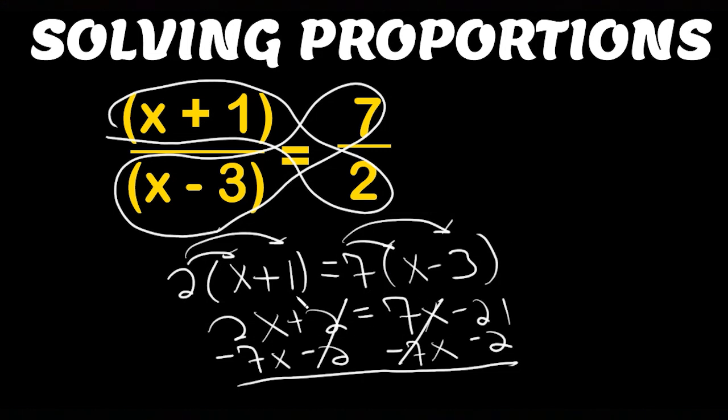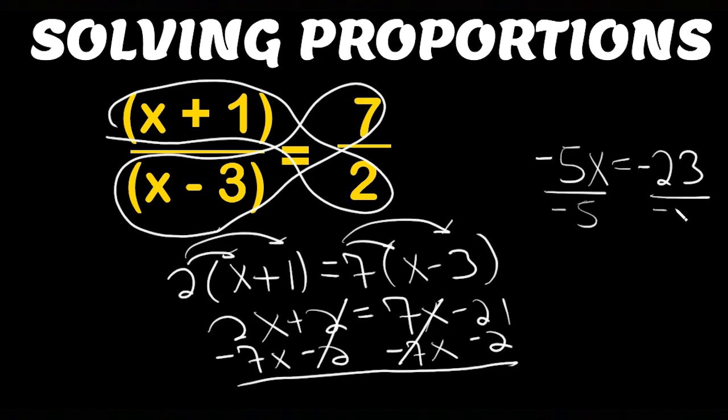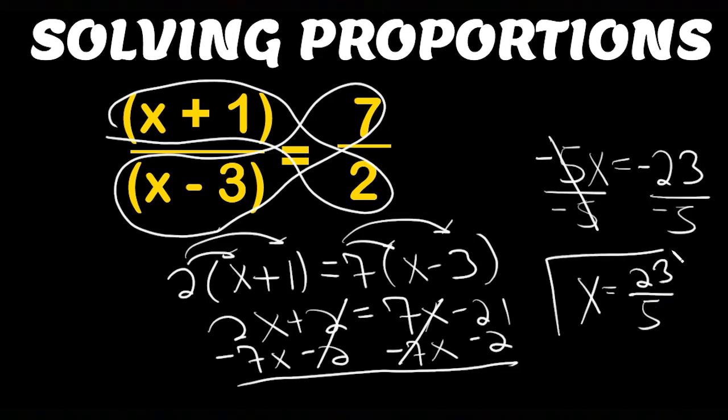So right here, 2x minus 7x will give you negative 5x. And this part right here, negative 21 and negative 2, that gives you negative 23. And here's my last step, divide by negative 5. This will cancel. Now be careful, I'm dividing two negatives here, so it's going to become positive. So I end up with x equals 23 over 5, and that's it. We're going to leave it just like that.